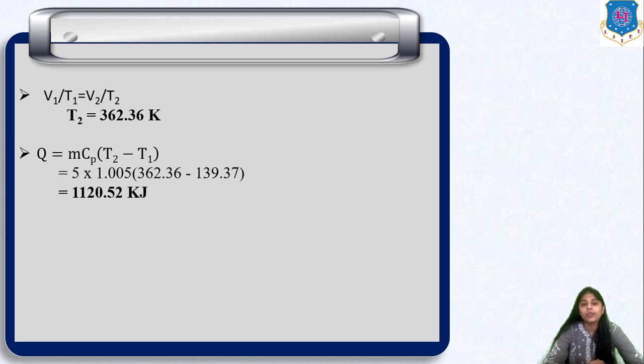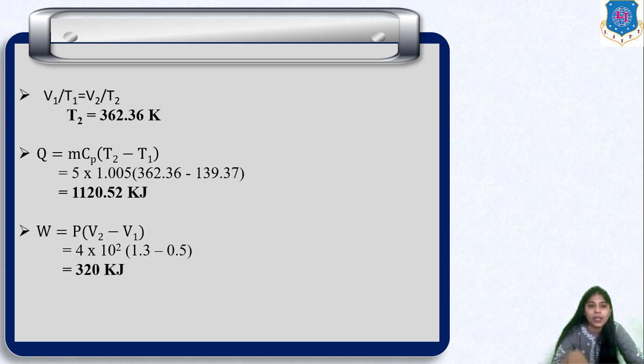Okay, you derive this numerical yourself also. You calculate on your own. There may be some calculation error also. So you confirm from your side also. Okay. So work done, W is equal to P into V2 minus V1. So this is simple. Pressure is given. V1, V2 is given. So substituting all the values, we'll get work as 320 kilojoule. So that's it. We have found all the values that have been asked in the question. T1, T2, Q and W.